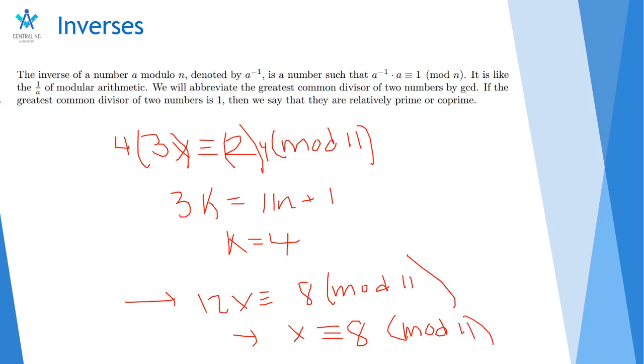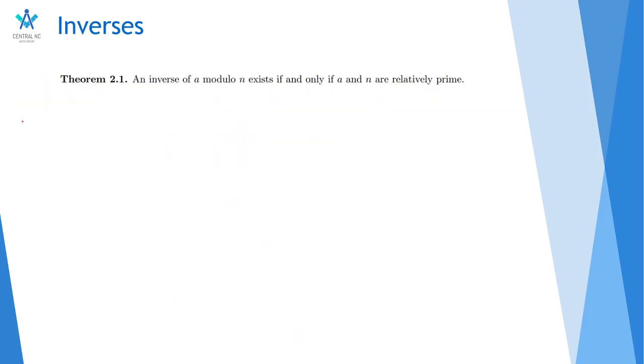So let's move on. The last bit here: we will abbreviate the greatest common divisor of two numbers by GCD. If the greatest common divisor of two numbers is 1, then we say they're relatively prime or coprime. This can be more useful for the next slide, so let's move on to the next slide.